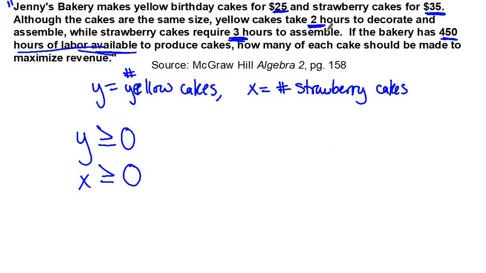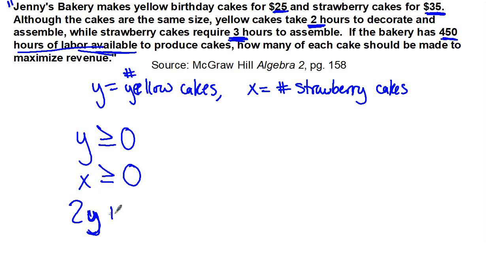So our next constraint is the number of yellow cakes. How many hours will it take to make the yellow cakes? It will take 2 hours times the number. So if I made 100 yellow cakes, it would take me 2 times 100. It would take me 200. If I made 1,000 yellow cakes, it would take me 2 times 1,000. If I make y yellow cakes, in other words, we don't know how many we're making, it's going to take me 2y hours.